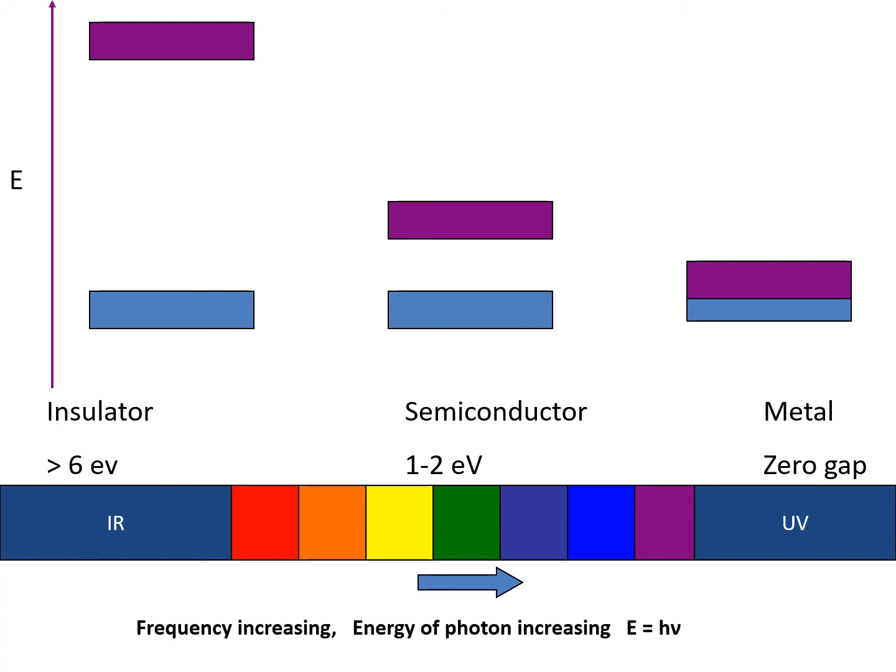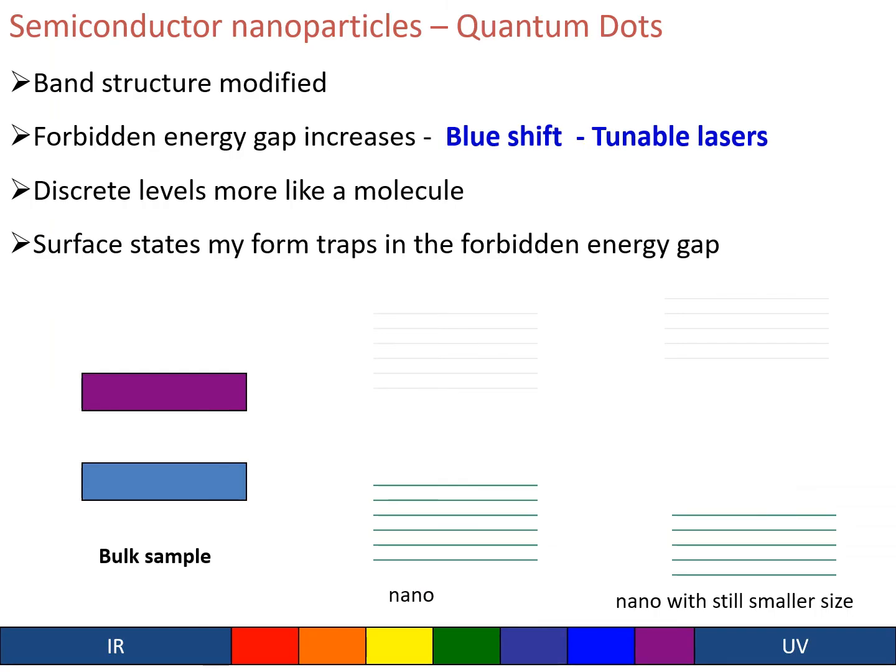So for insulators, the absorption will be in the ultraviolet region of the spectrum, because these photons have very high energy, whereas visible photon has energy of the order of 1 to 2 electron volt. So our semiconductor has a band gap of the order of 1 to 2 electron volt, which absorbs in the visible region of the spectrum. Now, let us suppose for our discussion, we will discuss the case of a hypothetical semiconductor where the absorption is in the yellow region of the spectrum.